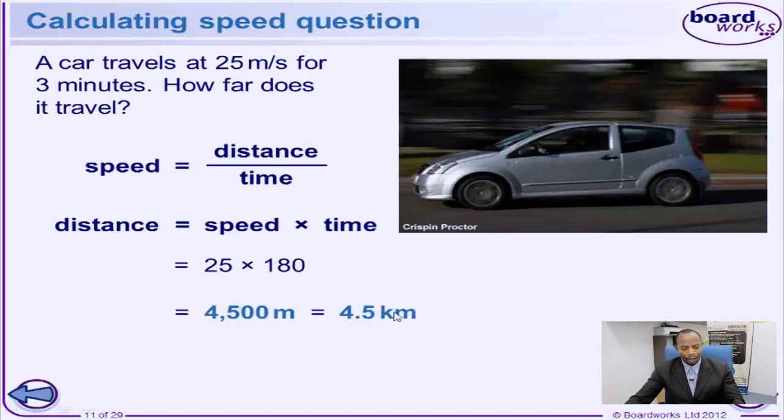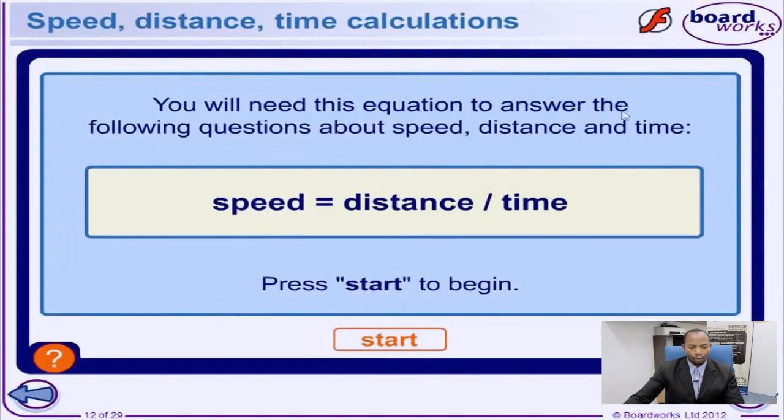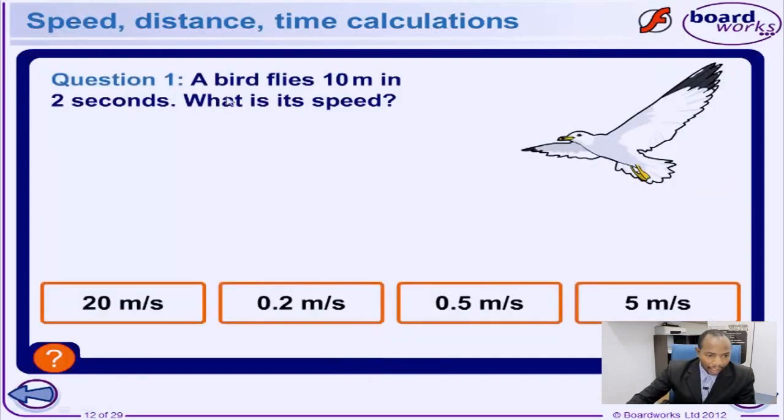Now let's move ahead. Let's take a look at some problems now to illustrate the idea that we've talked about, to see if we understand exactly what we talked about. Now take a look at this first problem. The first question says a bird flies 10 meters in 2 seconds. What is the speed?